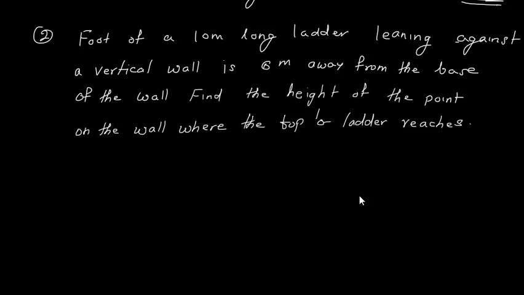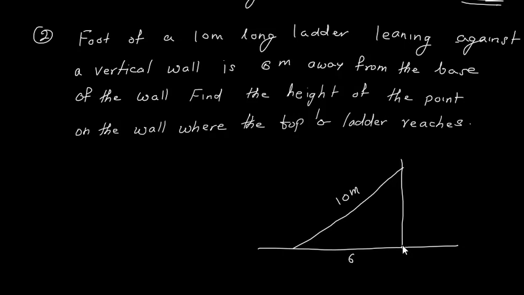Okay. So in this question, you have to first understand in your mind how the situation is. We have one wall, a vertical wall. Let me make this as the ground, and there is a ladder. We all know a ladder. The ladder is leaning like this. The length of this ladder is 10 meter, and it is 6 meter away from the base. This point is called the base of the wall. So this foot of the ladder is 6 meter away from the base.